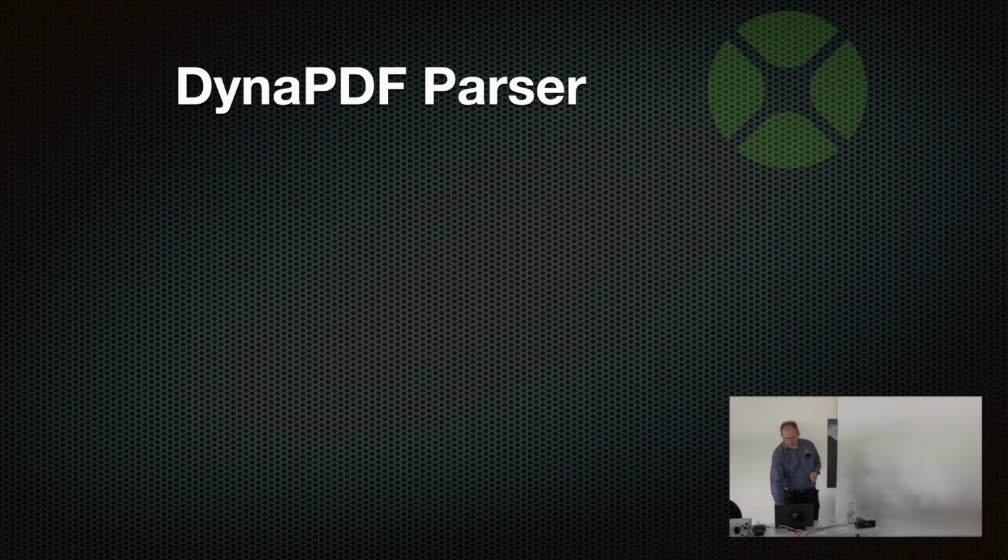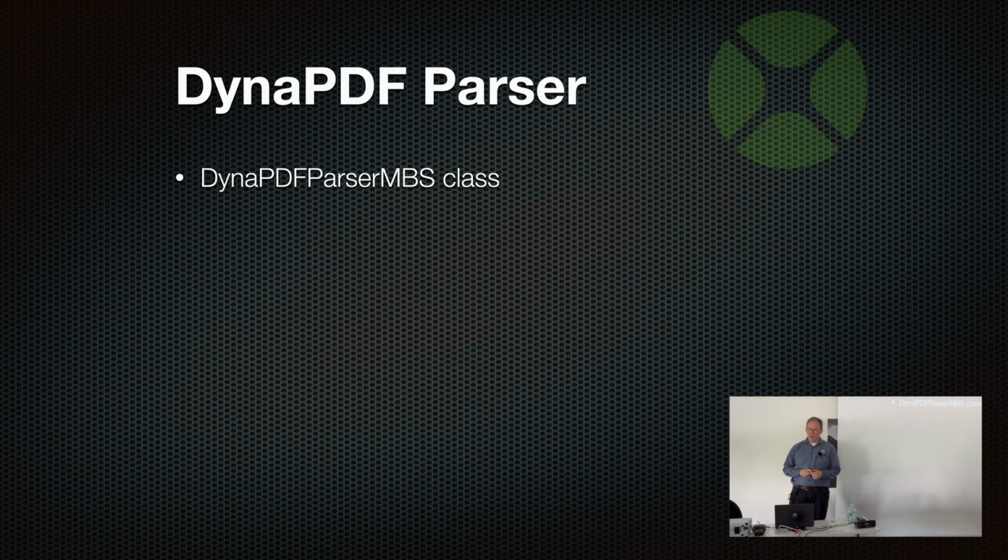Then we got the DynaPDF parser. The parser has been there for 20 years, but now we have a class to actually access it and use it in Xojo. It's great to find text in a PDF because you get all the drawing commands and all the positions, and we can really show you a page and draw a rectangle around each text so you know exactly where the text is rendered.